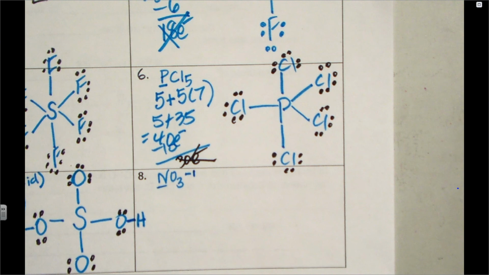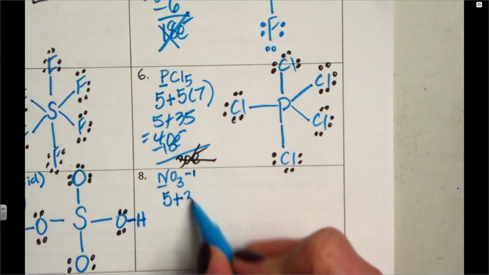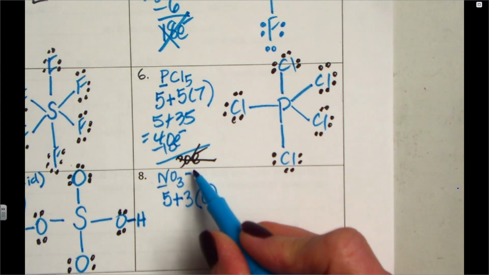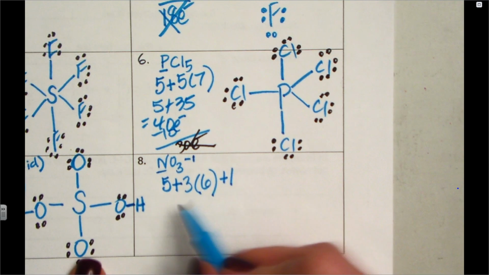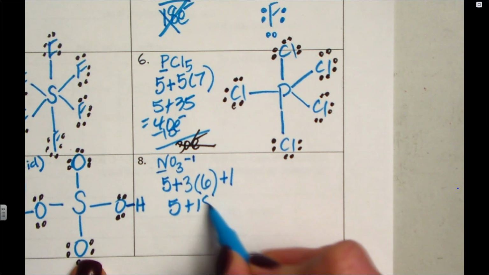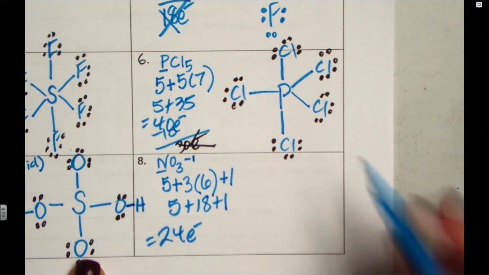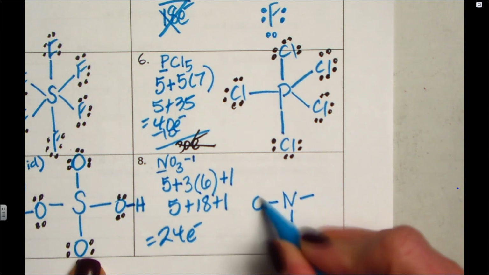All right, we have one final example that we're going to do. So let's add up our electrons. 5 for the nitrogen, 3 times 6 for the oxygens, and that -1 charge means it's gained an electron, so let's add an electron, plus 1 electron. That's going to give me 5 plus 18 plus 1. So that's going to give me a total of 24 electrons. So let's put our nitrogen down, and we're going to attach 3 oxygens to it.